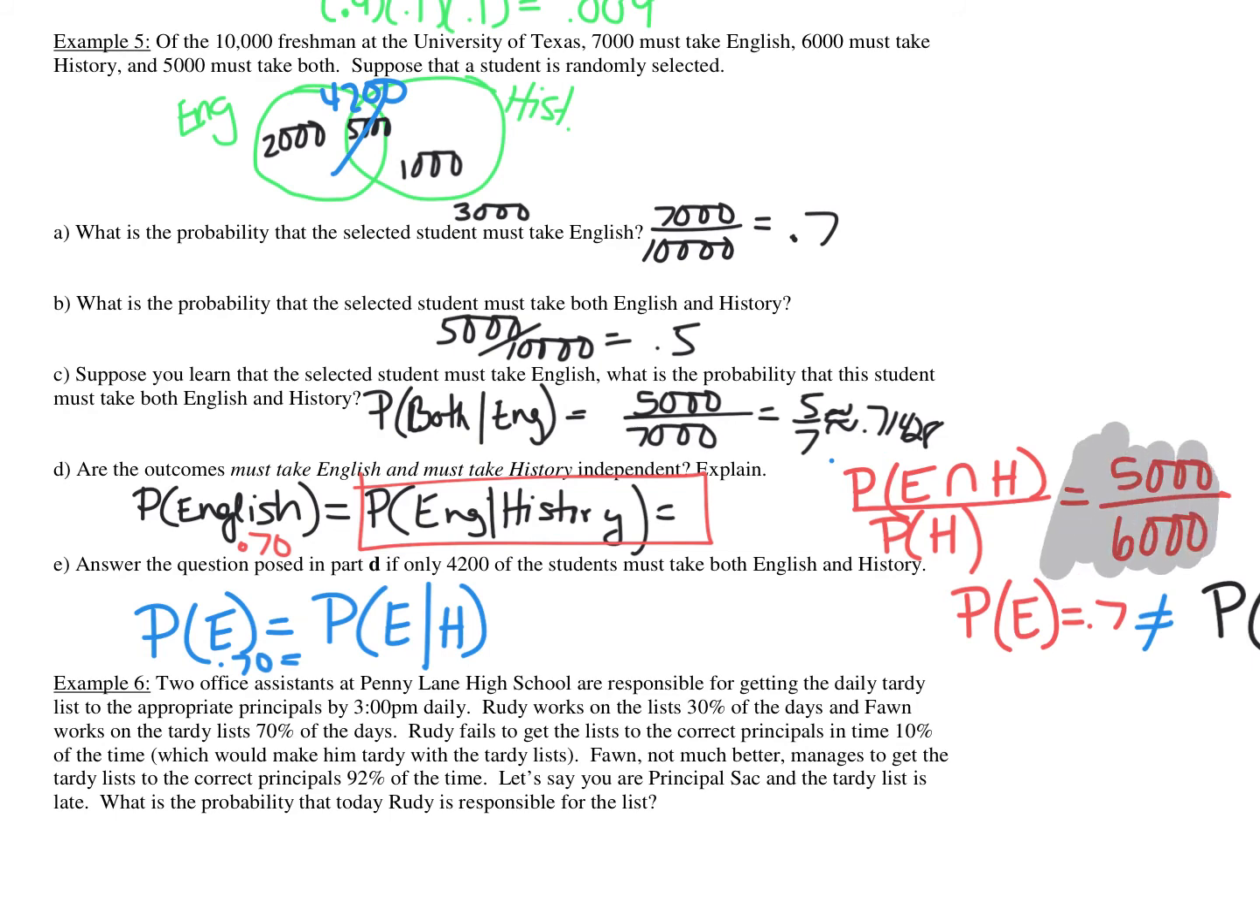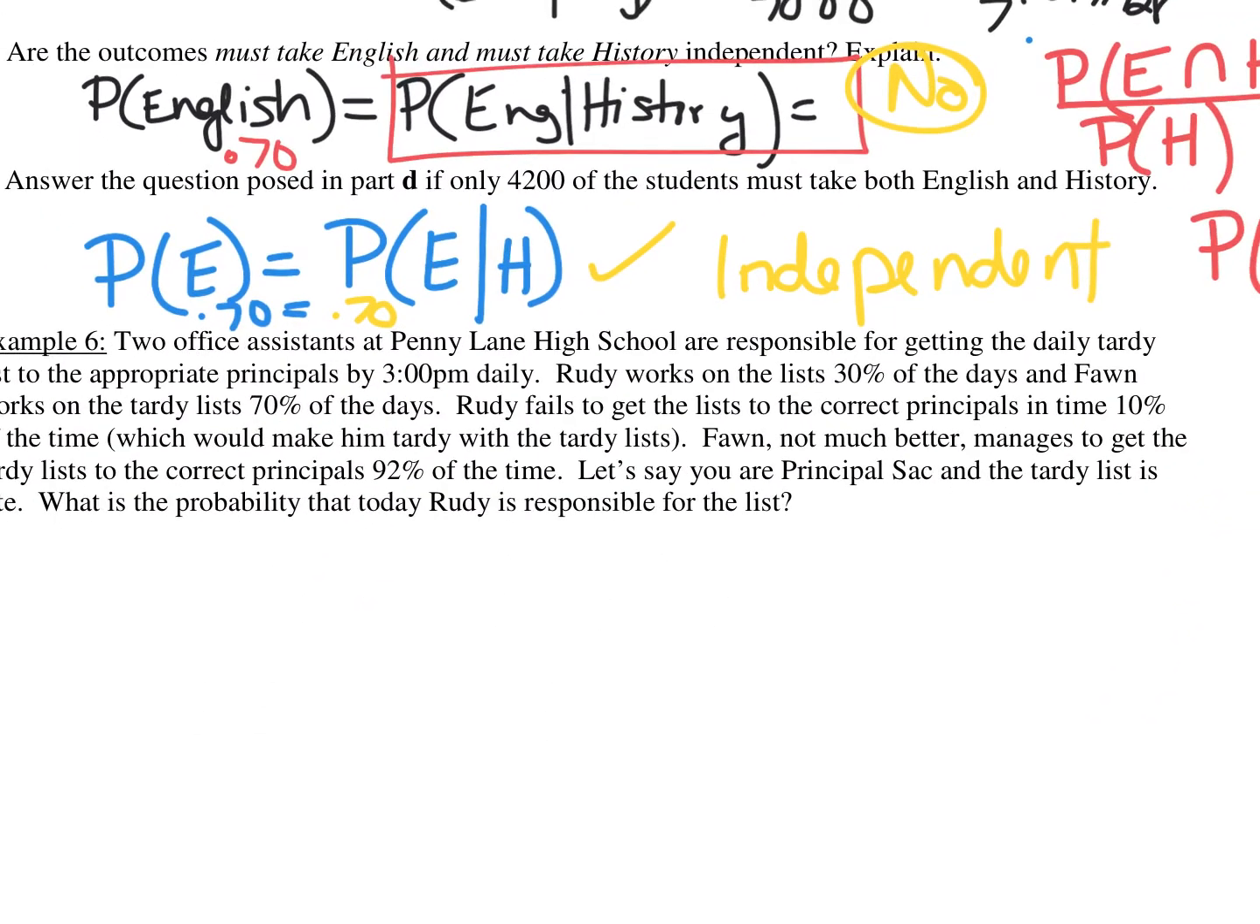The 5,000 over 6,000. So if we change that top number, in other words, to 4,200 divided by the probability of just taking history, well, that's still a grand total of 6,000, even though we would have to adjust those. And we reduce that, let's see, that does reduce to 0.7, okay? So we would get that they're equal, and then therefore they are independent. So I don't know if I ever stated my conclusion on the top one. It was no. All right, number 6, last one I'm going to talk about in this video.